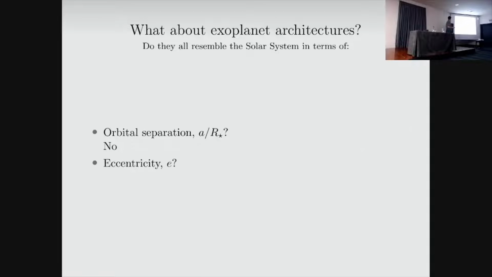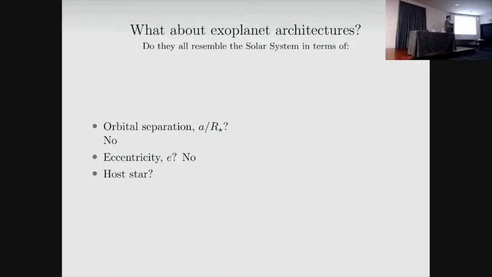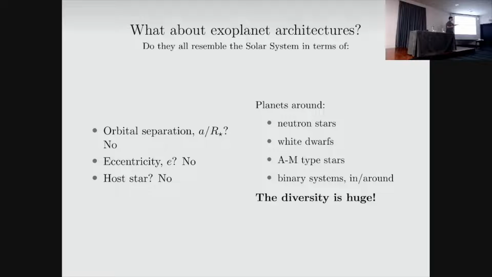And what about eccentricity? Like the solar system, very circular orbits for the planets? Again, the answer is no. We see an extremely wide range of eccentricities and some on very eccentric orbits, like above 0.9. Host star: is the sun the only type of star that we expect planets to be around? Again, the answer is no. We see planets around neutron stars, white dwarfs, the whole spectral range, and in and around binary systems. This is just to say that the diversity of these architectures is huge.